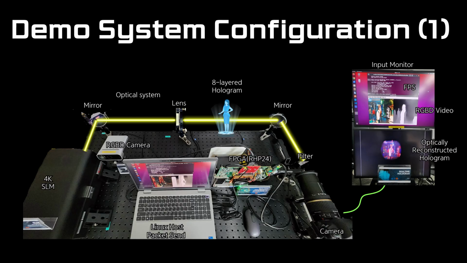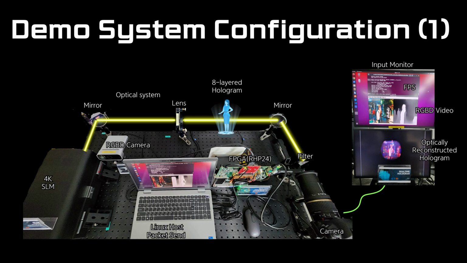This slide is a demonstration of a real-time holographic media system. There is a Linux host transmitting RGBD packets in the center. The RHP FPGA board is connected to the Linux host via PCIe over Thunderbolt or Ethernet. There is an MS Edge or Kinect RGBD camera. The 4K SLM is connected to the RHP via an HDMI interface.